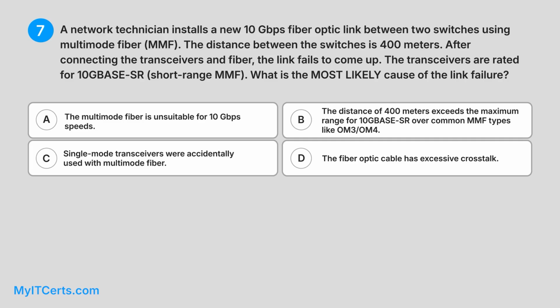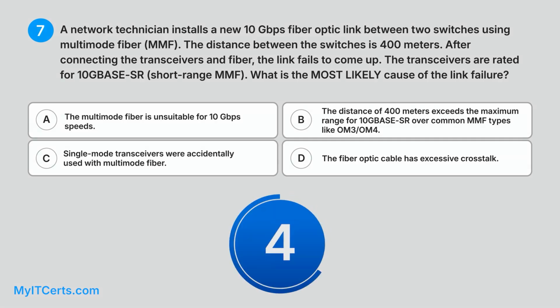A. The multi-mode fiber is unsuitable for 10 Gbps speeds. B. The distance of 400 meters exceeds the maximum range for 10 Gbps SR over common MMF types like OM3/OM4. C. Single-mode transceivers were accidentally used with multi-mode fiber. D. The fiber optic cable has excessive crosstalk. Do you know the answer?